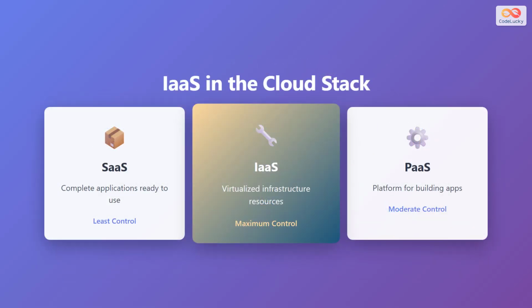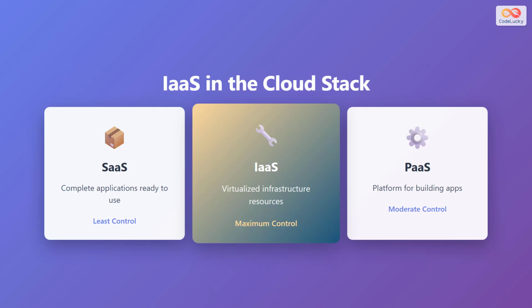To understand where IaaS fits, let's look at the three main cloud service models. First, there's software as a service, or SaaS, which provides complete applications ready to use, like Gmail or Salesforce. This gives you the least control but requires minimal technical knowledge. On the other end, we have platform as a service, or PaaS, which offers a platform for building and deploying applications without managing the underlying infrastructure. This provides moderate control.